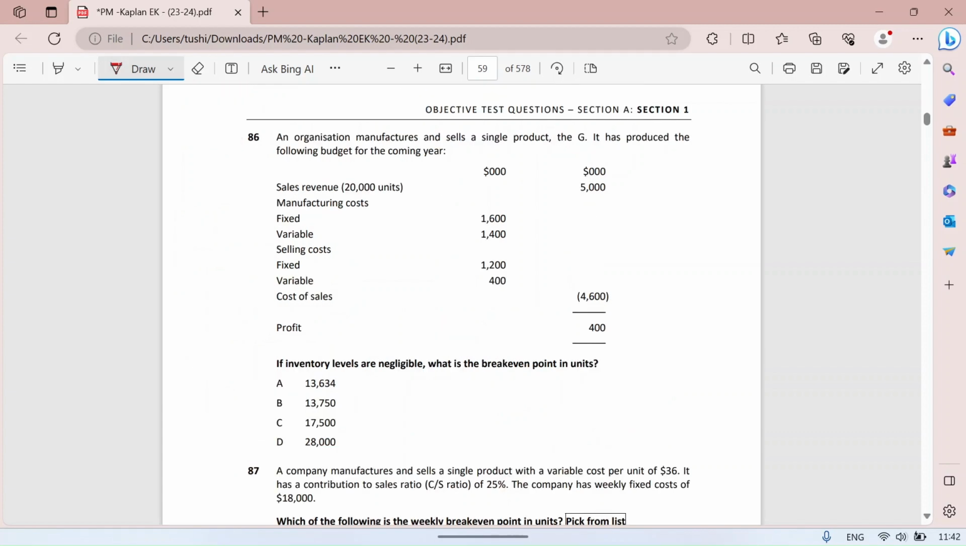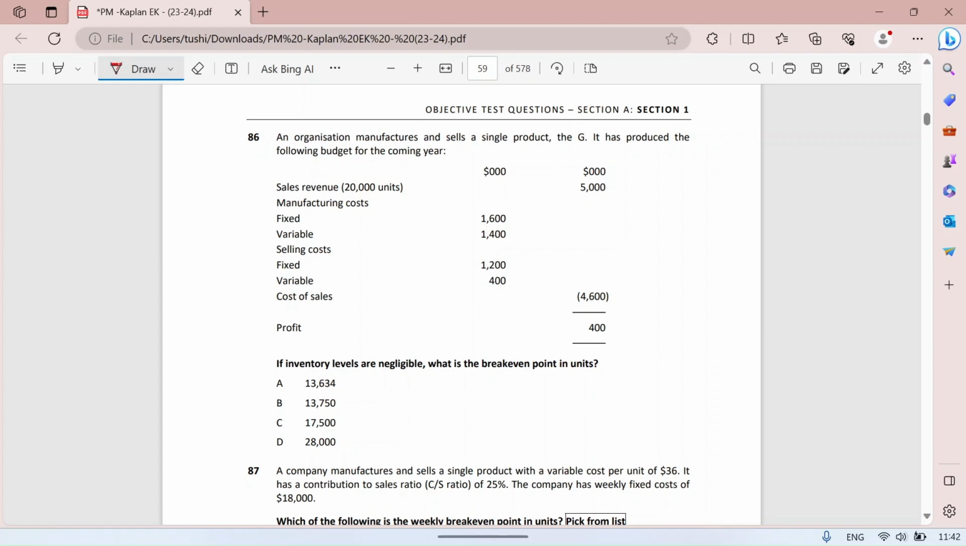An organization manufactures and sells a single product, the G. It has produced the following budget. There's revenue, manufacturing fixed and variable, selling fixed and variable. If inventory levels are negligible, what is the break even point? So we have to work out the break even again over here.